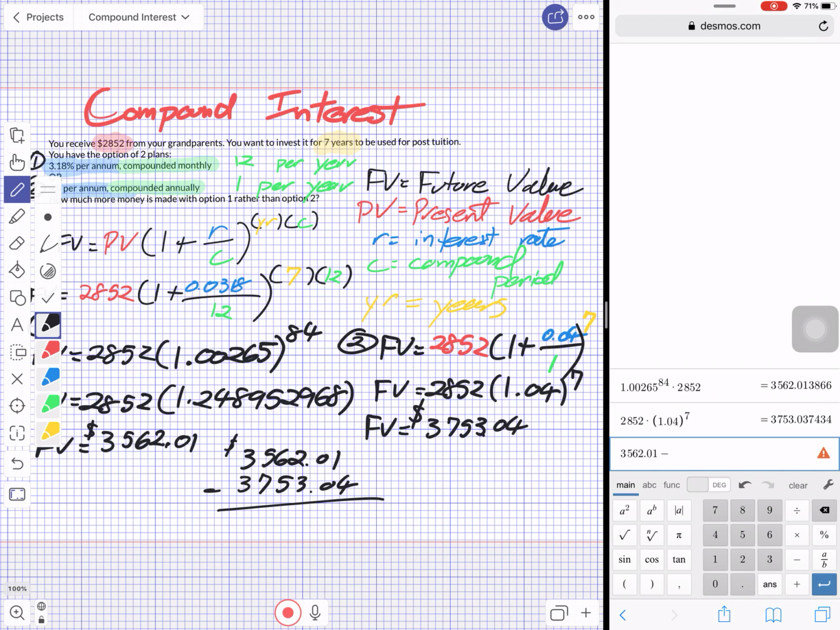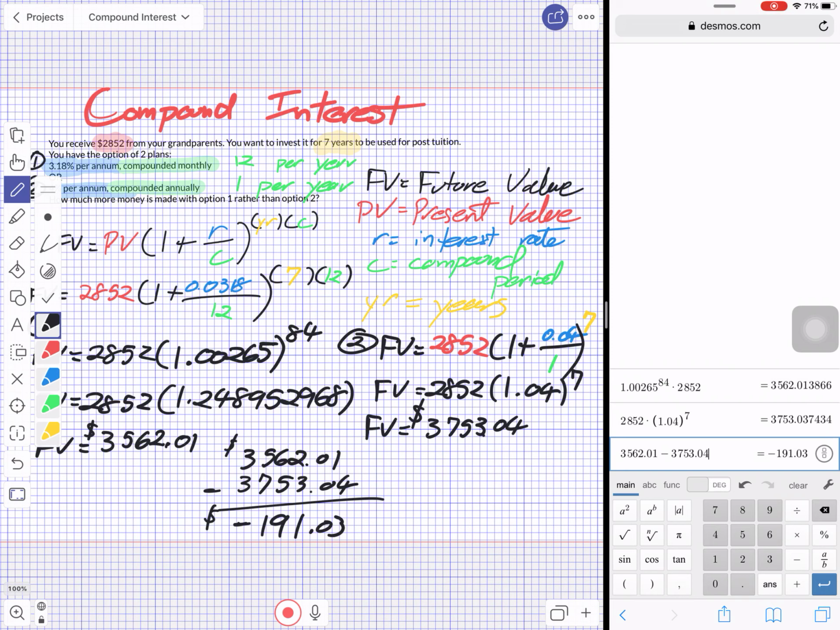I'm going to subtract a bigger value. So what's going to end up happening, if you are quick enough with your math here, is you're going to get a negative value because option one is making less money. So option one makes negative $191.03 more. Or in other words, it makes $191.03 less than option two. So option two is actually your better situation in this case.